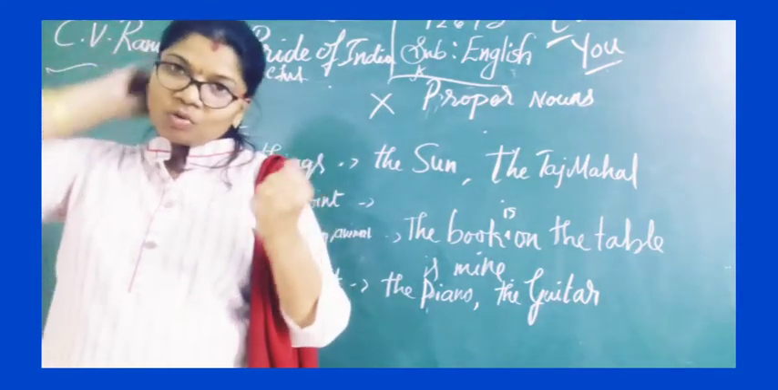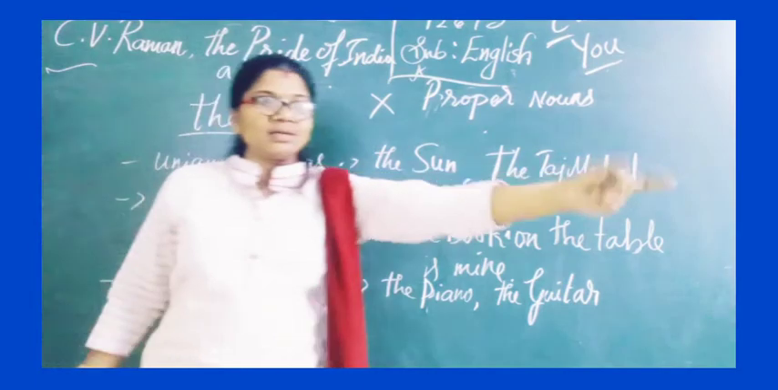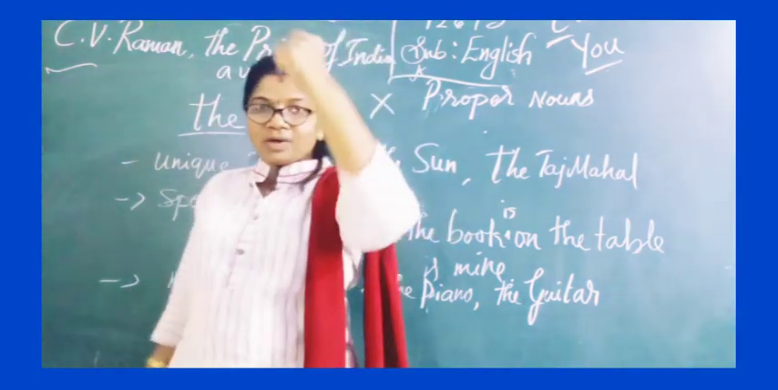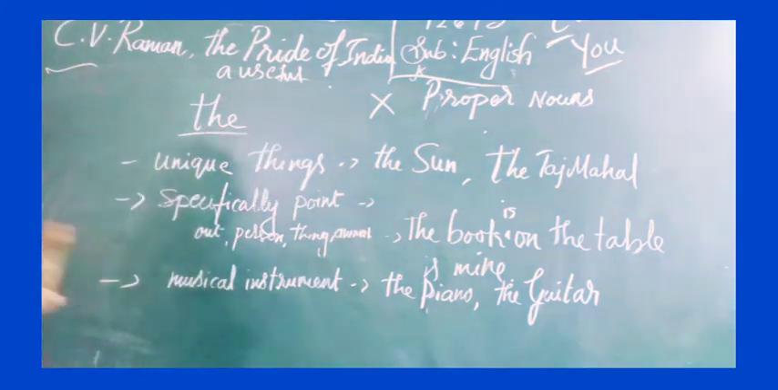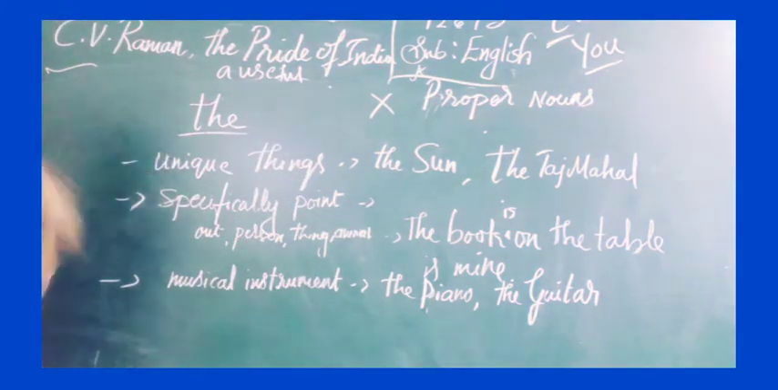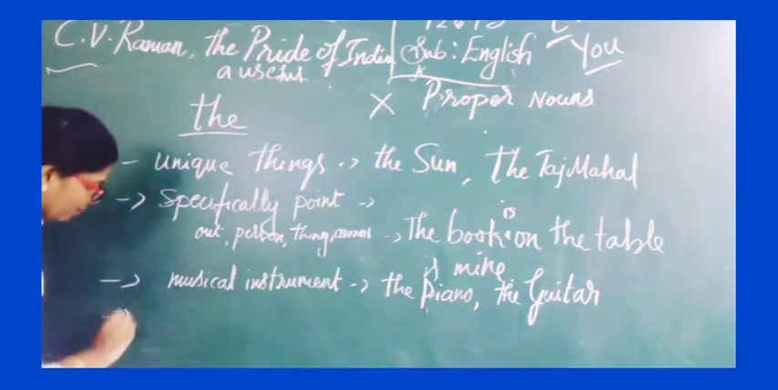Okay, the harmonium. If you go to a shop and you want to buy, show me the guitar, show me the piano. So before musical instruments, we should always use the article the. That you have to remember. Now then, let's go on.